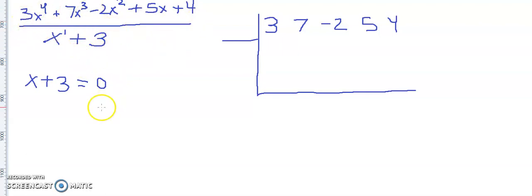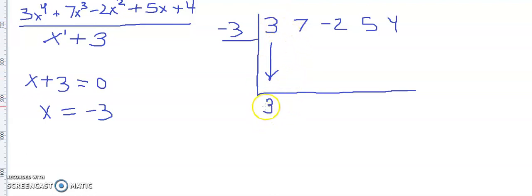So now let's solve this for x. So now we have x equals -3. Okay, so we put our -3 up here. So now the first thing we do in the whole big process of solving the synthetic division problem, after setting it up, is to bring down this 3.